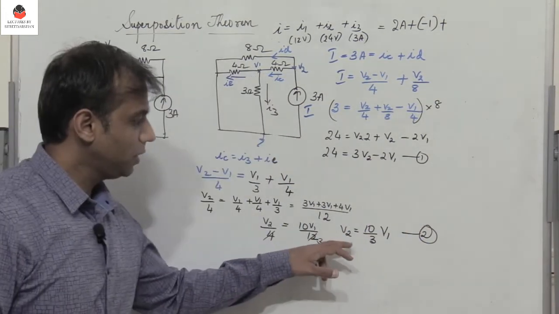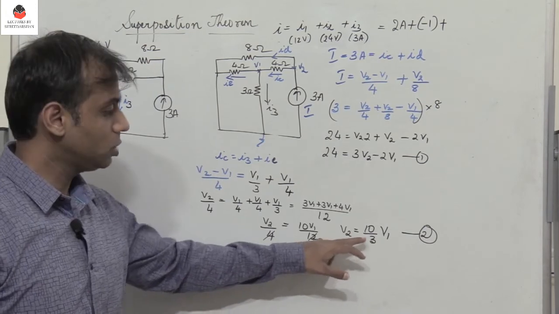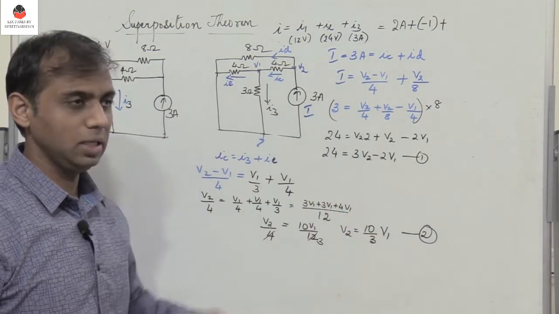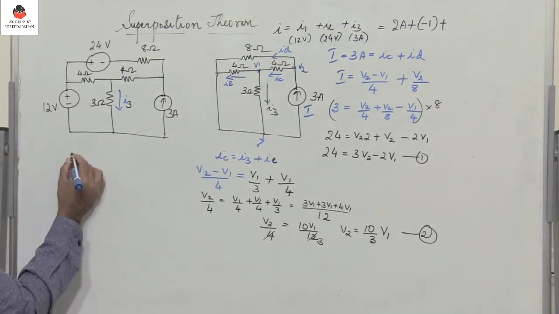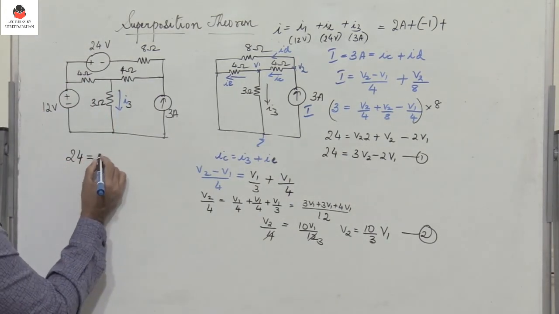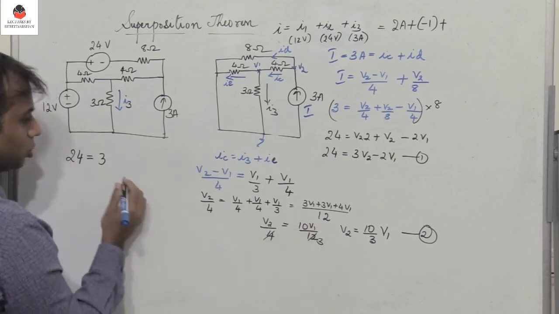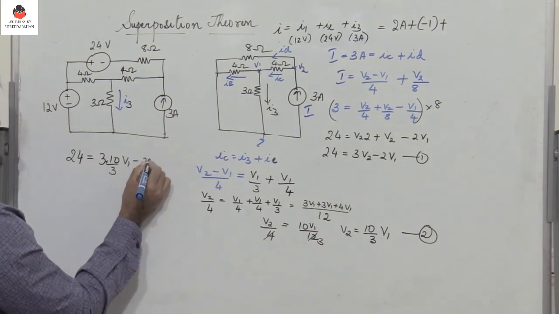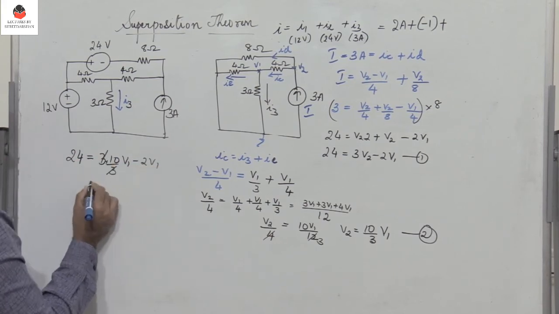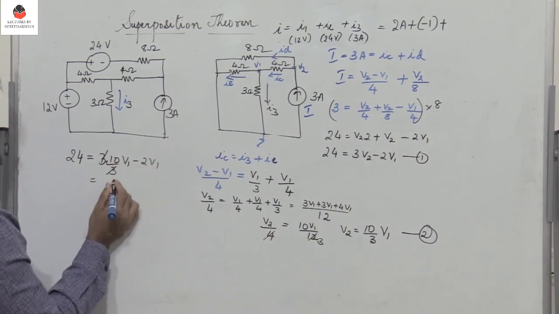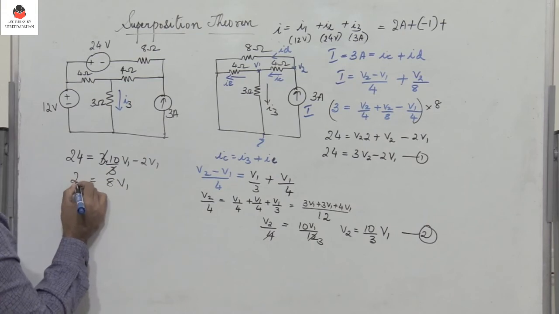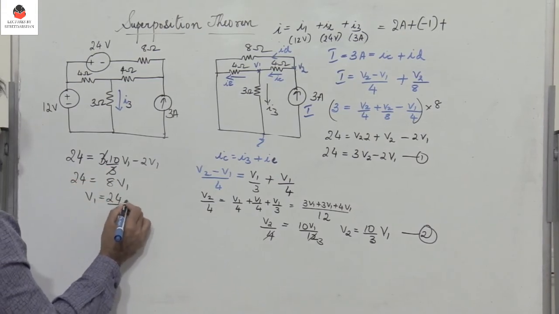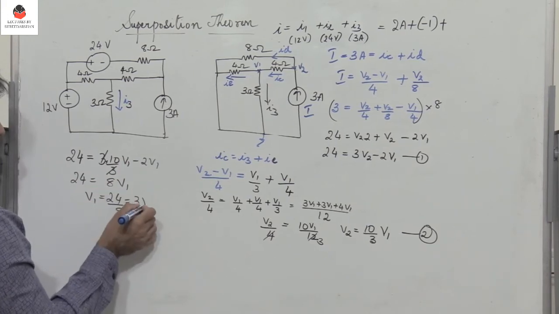So what do we observe? We have got a relation between V2 and V1. So V2 is 10 by 3 V1. Substitute this in equation 1. So 24 equals 3. What is V2? 10 by 3 V1 minus 2 V1. So 3 and 3 gets cancelled. 10 V1 minus 2 V1 is 8 V1 equals 24. So V1 equals 24 by 8, which is 3 volts.